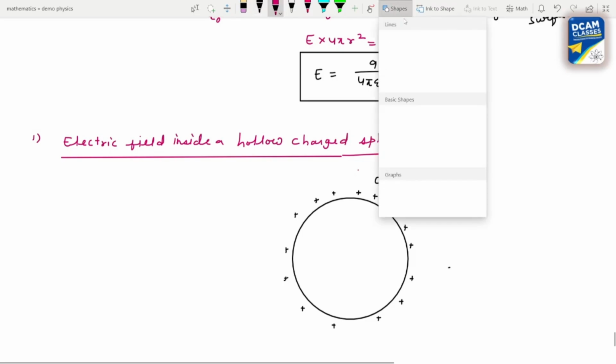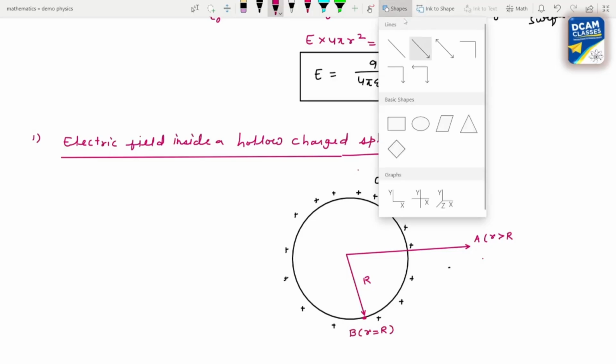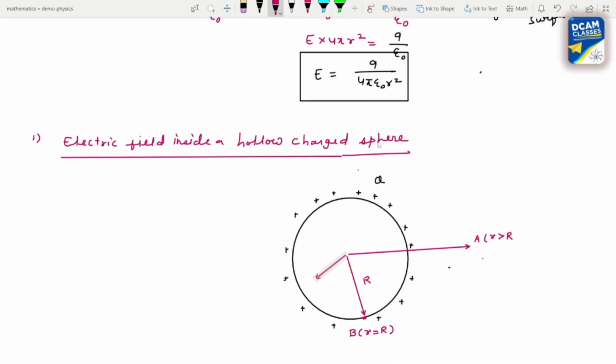Now the question is, you need to find out the electric field at 3 points. One point is A, where r is greater than capital R, where capital R is the radius of this sphere. And the second point is on the surface B, where r is equal to capital R. And the third point is at a point inside C, where r is less than capital R. Now you tell me, can you apply the Gauss law to find out the electric field at these 3 points?